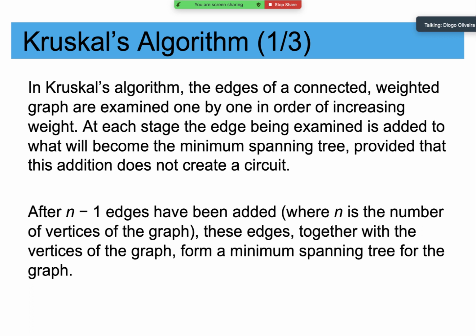At each stage, the edge being examined is added to what will become the minimum spanning tree, provided that this addition does not create a circuit. Now, obvious, right? We have to be careful because we cannot have circuits in our graph, because if it does, then it is not a spanning tree anymore. So after n minus 1 edges have been added, where n is the number of vertices of the graph, these edges together with the vertices of the graph form a minimum spanning tree for the graph.